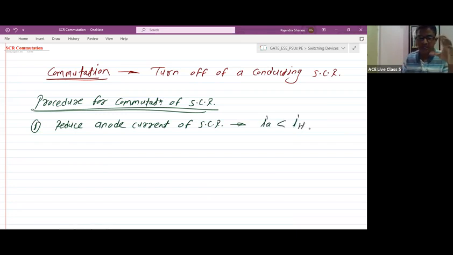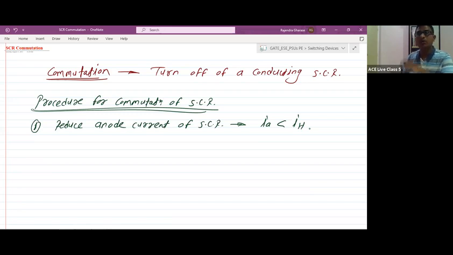Because from the holding current definition, if you recall, what is the definition of the holding current? It is the minimum anode current required to maintain the SCR in the on state, otherwise it will turn off. So commutation means turning off of an SCR. If you want to turn it off, first of all, we need to reduce the anode current below the holding current value. This is the first step. But from the dynamic characteristics of the SCR during turn off, is only doing this sufficient to successfully turn off the SCR? No.